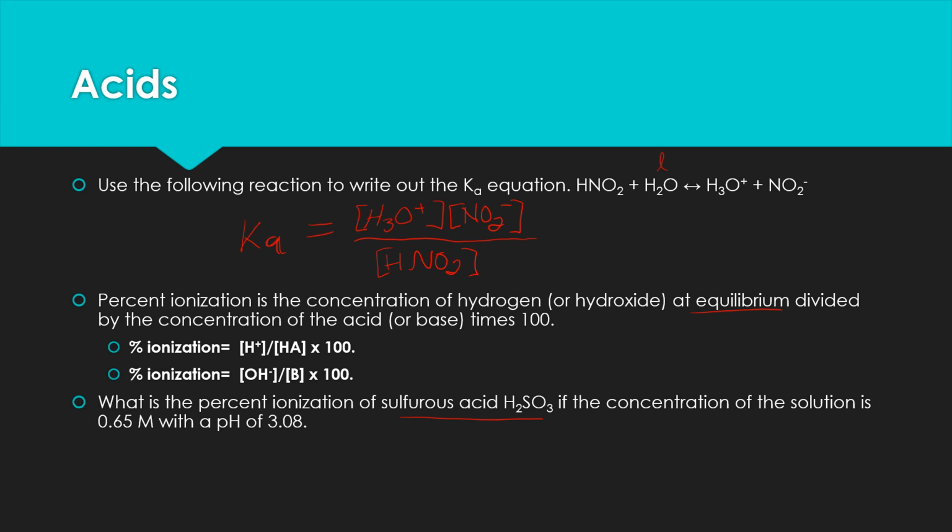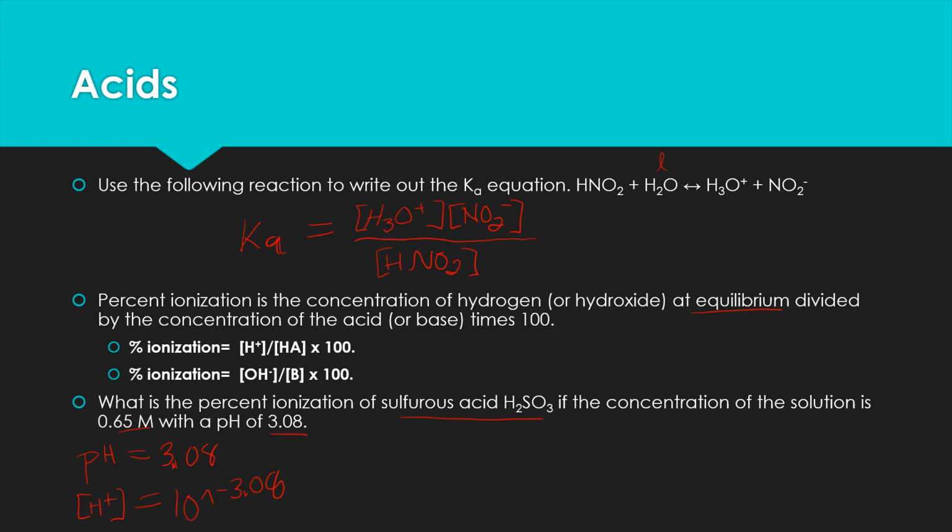If the concentration of the solution is 0.65 molar, and the pH is 3.08, let's start with that pH. What can that pH help us find? Well, pH is the power of the hydrogen ion, so we know it's 3.08. We can use that to find our concentration of just our hydrogen ion, which is also the concentration of the H3O+, same thing, by undoing our pH. That's 10 to the negative pH, 10 to the negative 3.08, and we can solve that part.